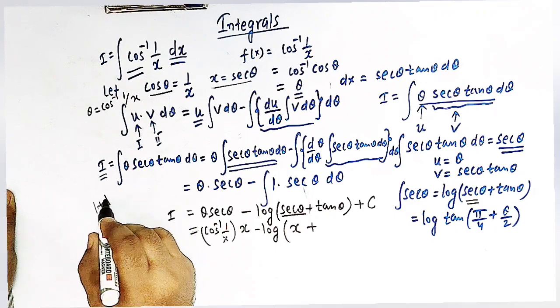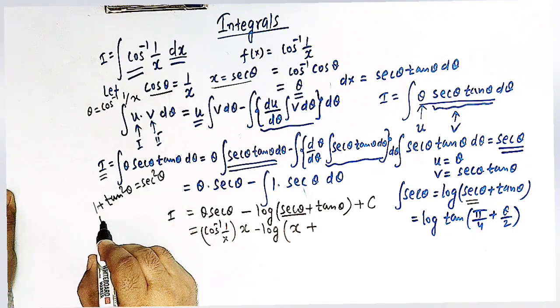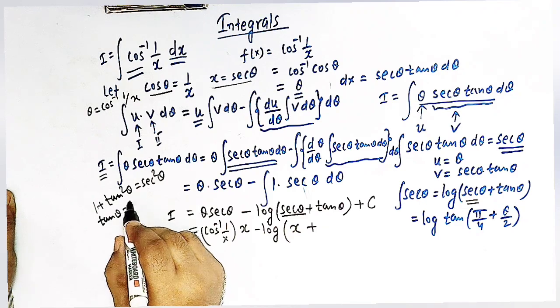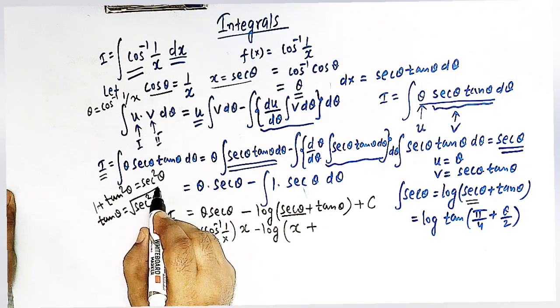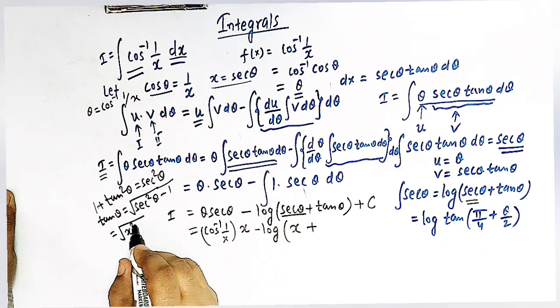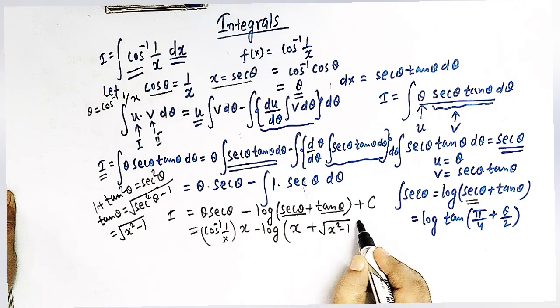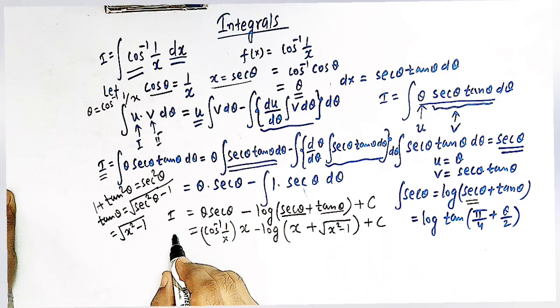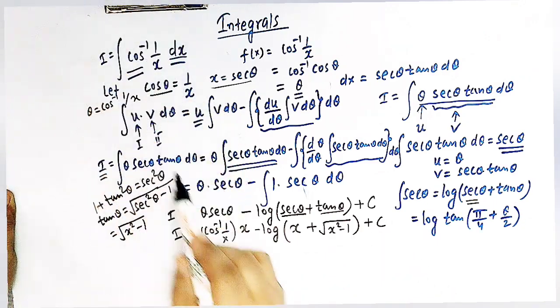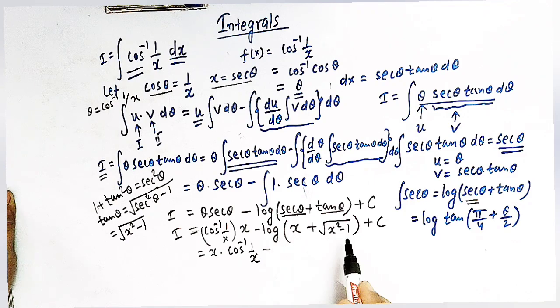that is 1 plus tan square theta is equal to secant square theta. So tan theta is equal to square root of secant square theta minus 1. So if we take secant theta as x, we have x square minus 1. So for tan theta, we have square root of x square minus 1 plus c, right? So the value of this integral is given by x times cos inverse of 1 over x minus log of x plus square root of x square minus 1 plus c.